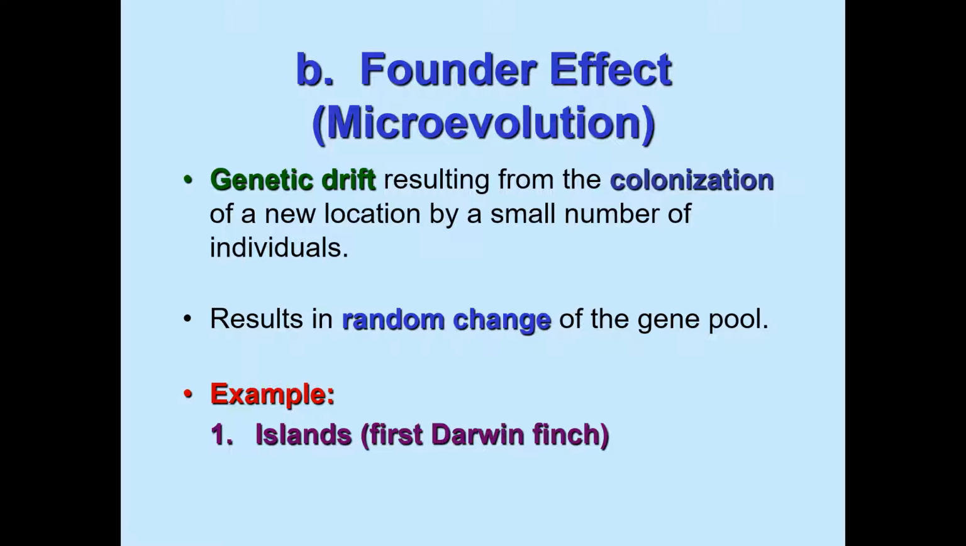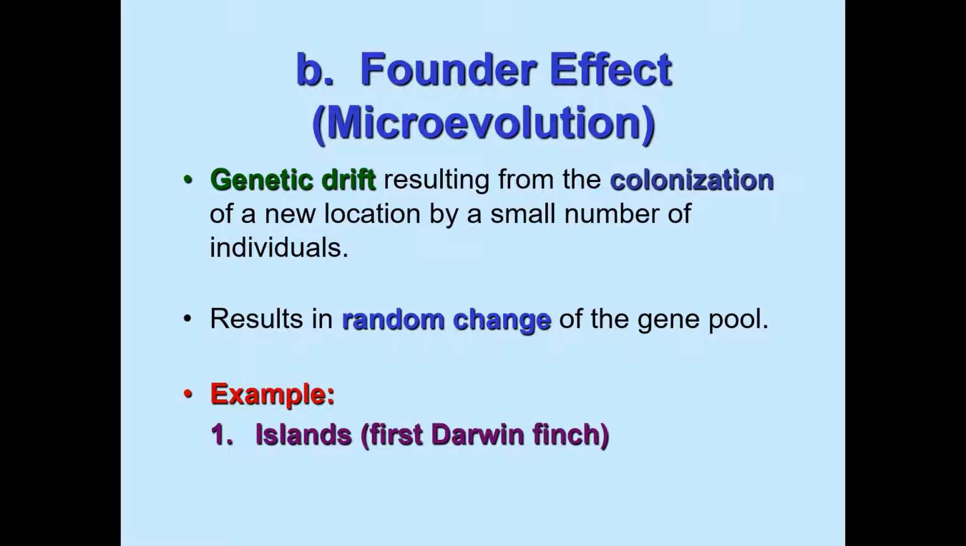Okay. Basically, if you get a small number of organisms that move to a new place, or if they're physically barricaded in an area, like if they're on an island per se, that's going to be a founder effect. And so you get random change of the gene pool.